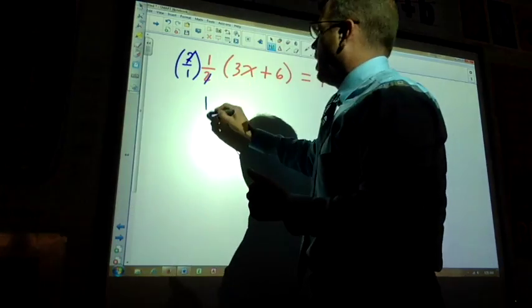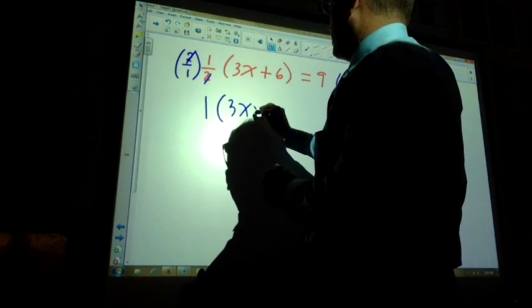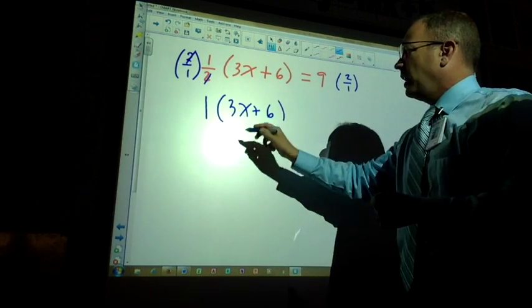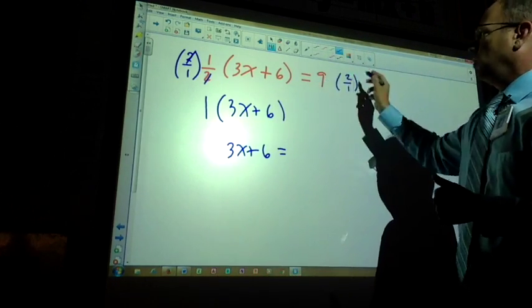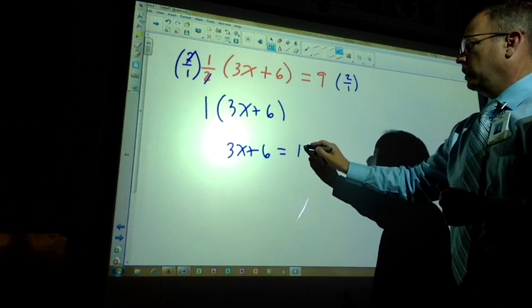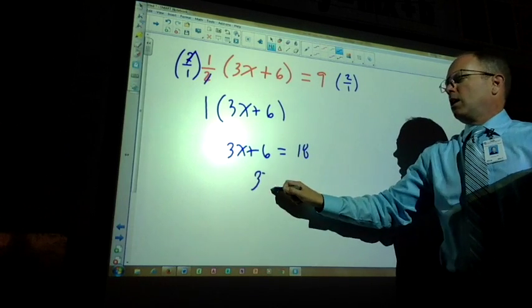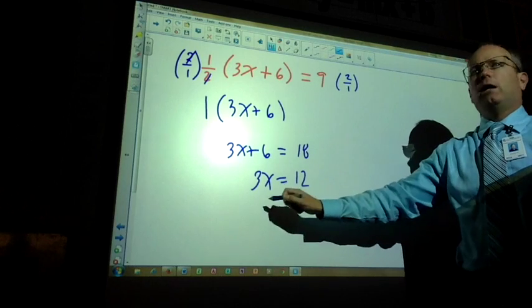That means I'm going to distribute 1 over 3x plus 6. Wait a minute. Isn't that just 3x plus 6? Yes. Okay. And then 2 times 9 is 18. Subtract 6. Divide by 3.